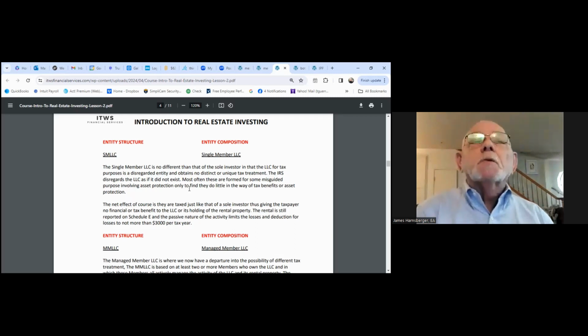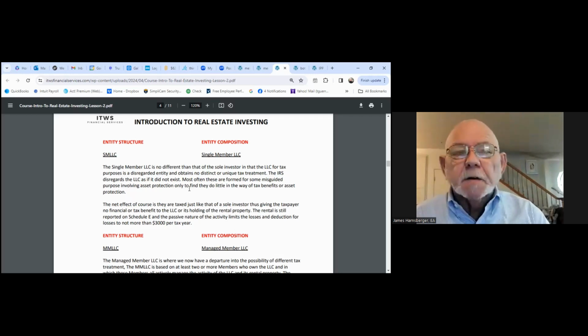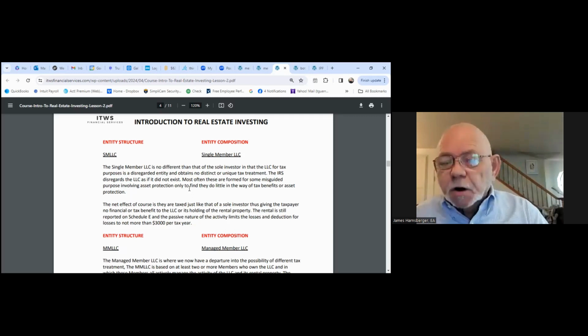You need to talk to a real estate specialist and an attorney that has this kind of understanding. Every state's a little bit different, but good coverage and good entity structure are going to be the things that save you and protect you now and in the future. So with a single member LLC, you're still going to be treated for federal tax purposes as a sole investor.